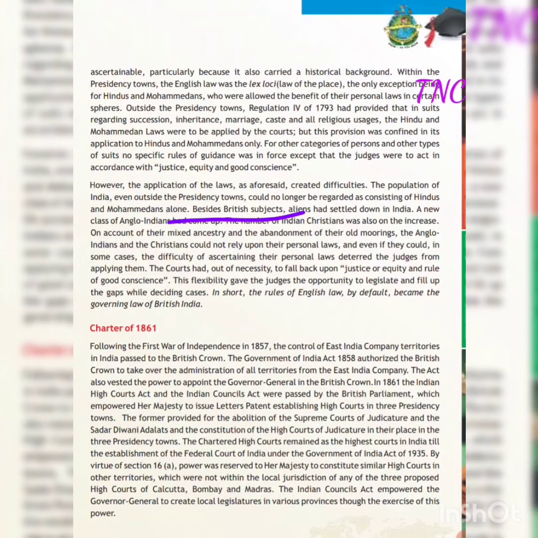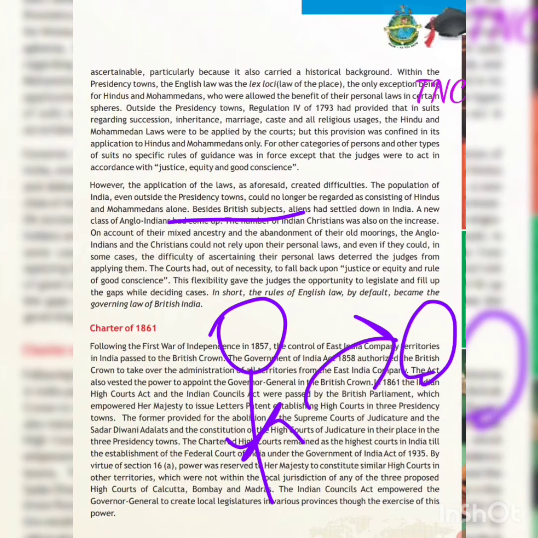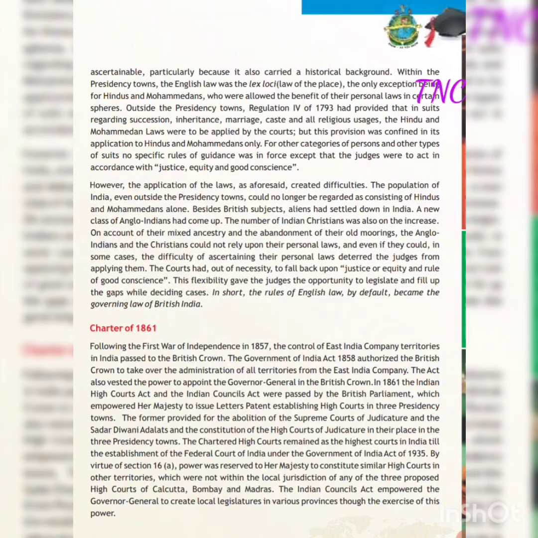So besides British people, now it may happen that Britishers' children were born and they are also staying in India. So that is British subject. There were Hindus and Muslims, and now a new community had come, Anglo-Indians. The number of Indian Christians was also on increase.